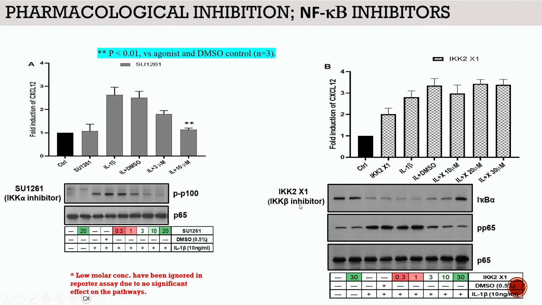However, as we can see on the plots on the bottom of the slides, the IKK alpha inhibitor significantly inhibits p100 phosphorylation. I measured it because it is a known target of IKK alpha. The IKK beta inhibitor significantly reverses IkB alpha degradation and inhibits p65 phosphorylation, which are also main components downstream of IKK beta.